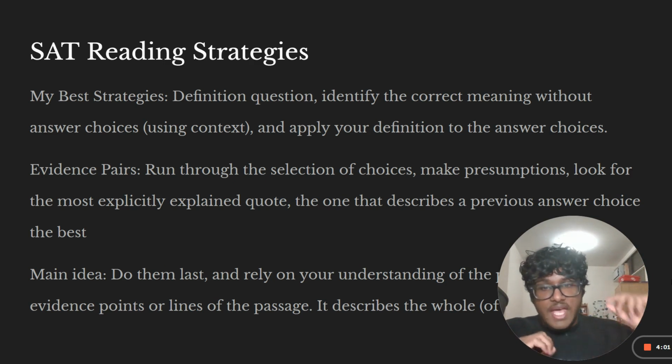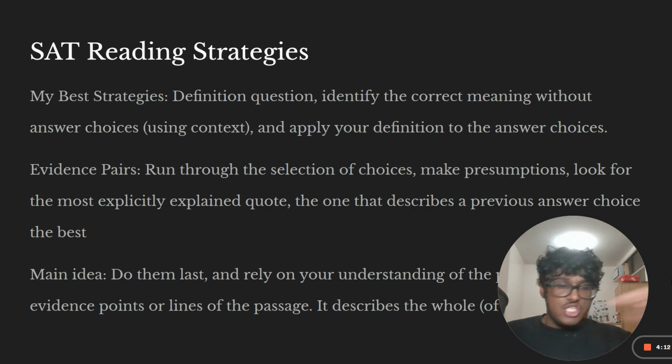So look for the most explicitly explained answer choice as a result of one quote. That one quote is going to explain that answer choice. And if it just doesn't explain it properly or there's key points that are actually incorrect, it just can't be it. So we're just looking for one quote, one answer choice, and the most explained one.